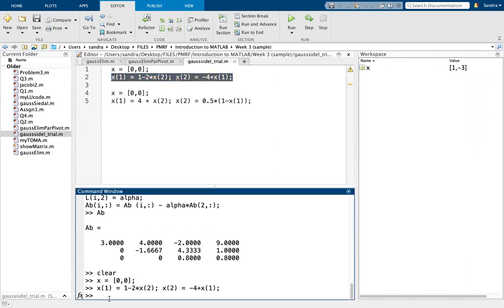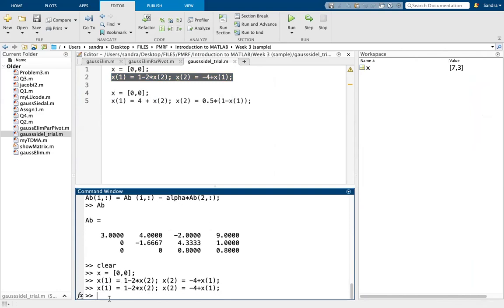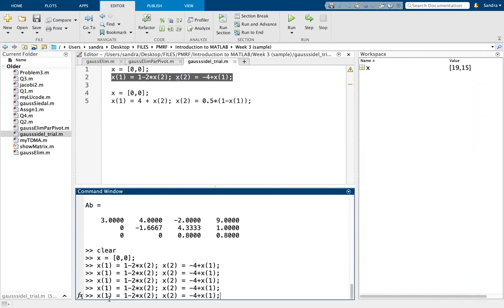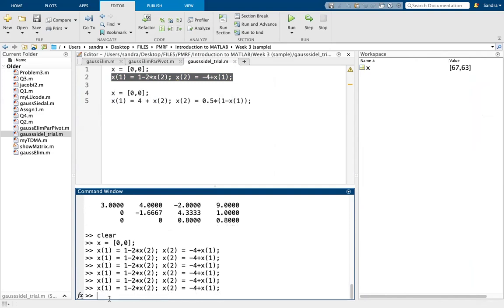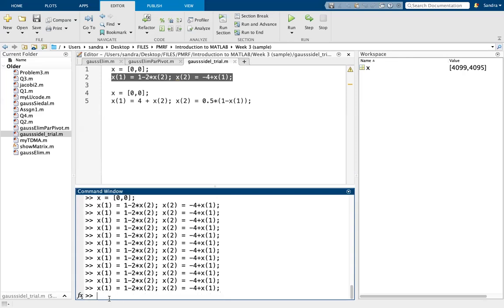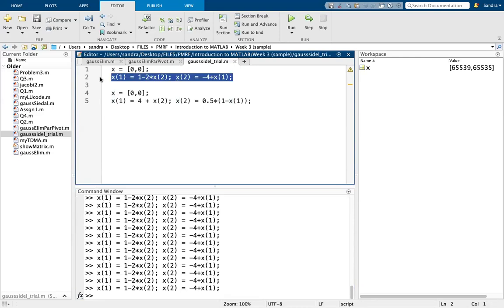Again, I'm running the equation. I get 7, 3. Minus 5, 9. 19, 15. Minus 29, 33. You can see the value is increasing and the sign is also getting jumbled, and it's becoming really, really high values. However many times I run it, this solution is diverging. It's not giving me an easy answer. So the first way you wrote it will not give you a right answer because the solution is diverging. Now let's see the second way of writing the equation.